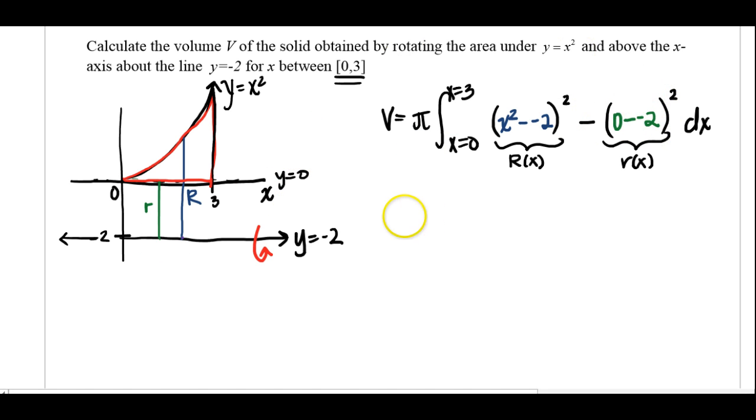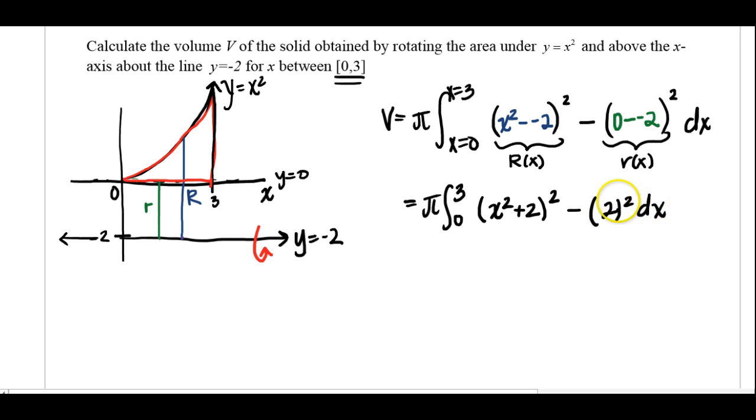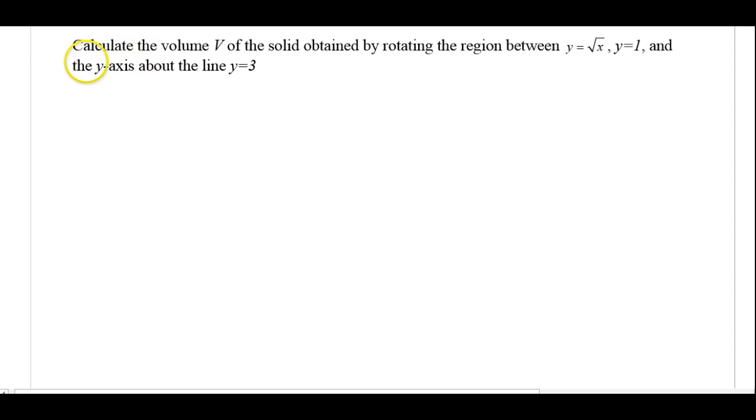So if I were to want to simplify this at this point, I'd get pi times the integral from 0 to 3 of (x squared plus 2) squared minus, and here I have minus a negative, so I have plus 2 squared, positive 2 squared dx, and these are being subtracted here. So if I wanted, I could rewrite this and square the 2, so I'd get minus 4. But this is the integral that's going to find the volume of revolution rotating this red outlined region around the line y equals -2. Alright, moving on.